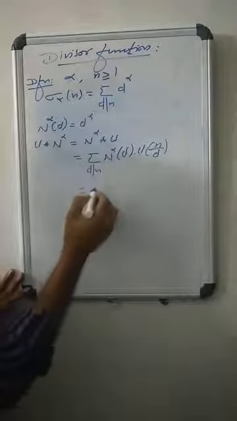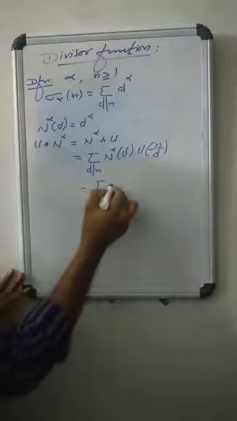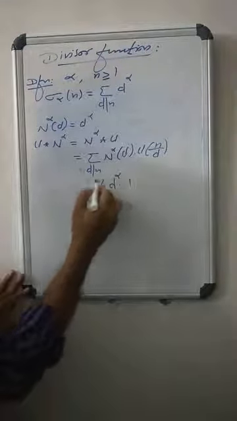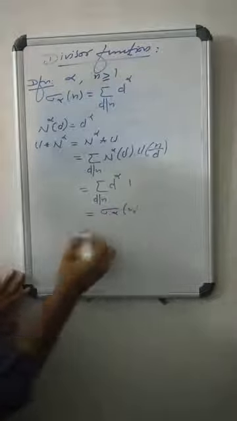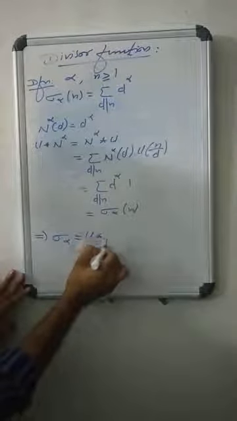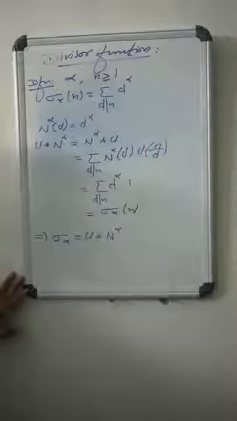It is n^α of d, which is d^α. That is, the sum over d dividing n of d^α times u of n/d. What is u of n/d? u of n/d equals 1. So that equals the sum over d dividing n of d^α, that is σ_α of n. So we know that σ_α equals u * n^α.